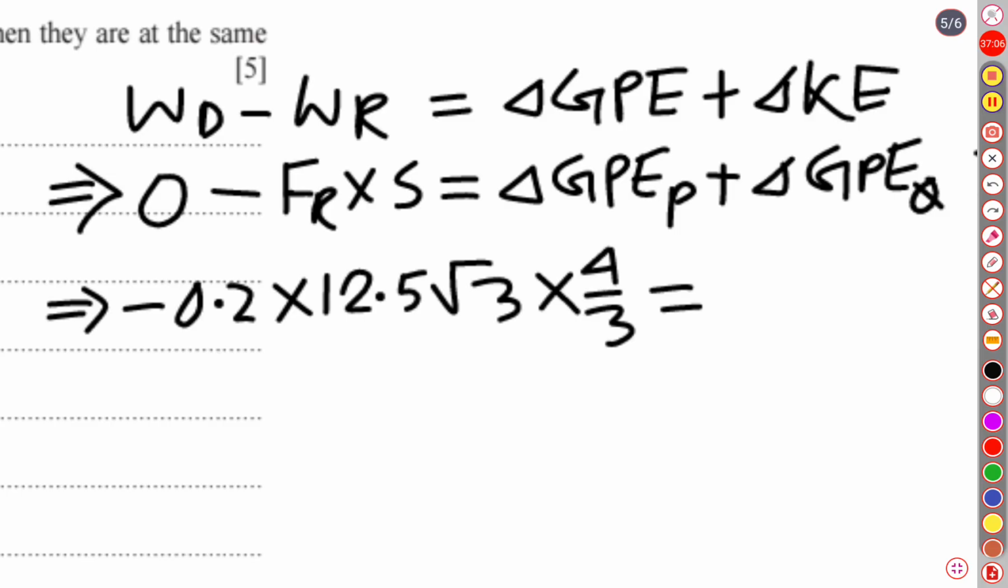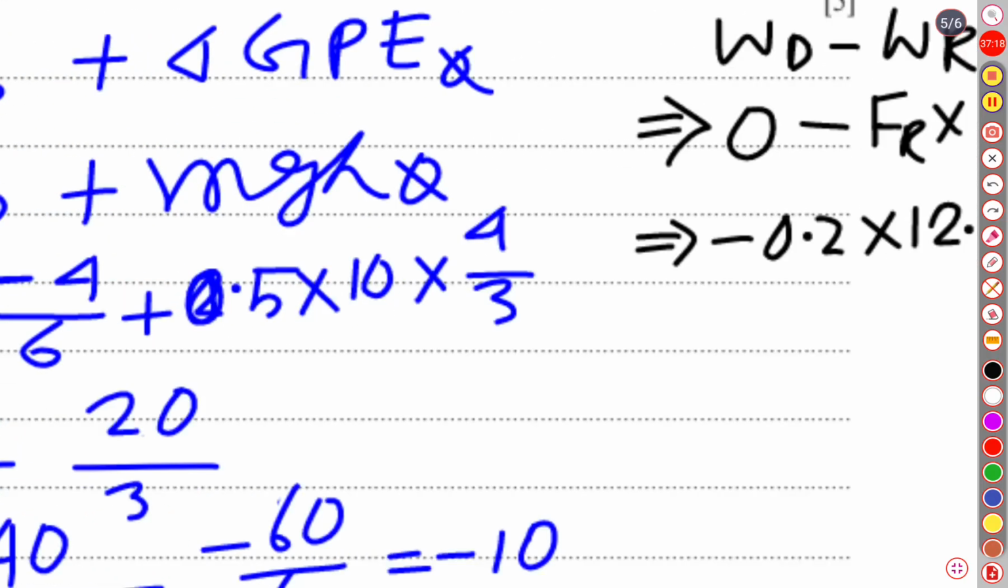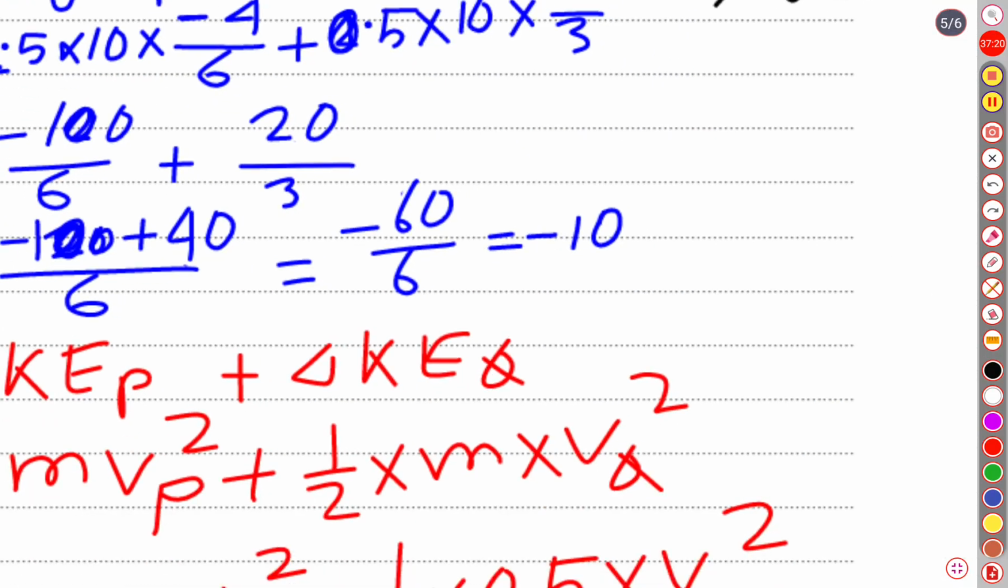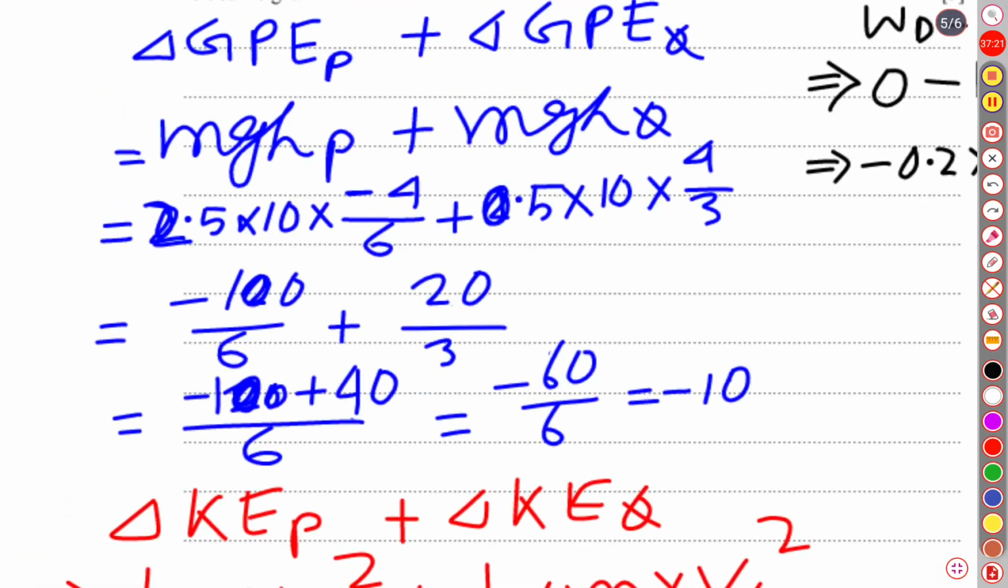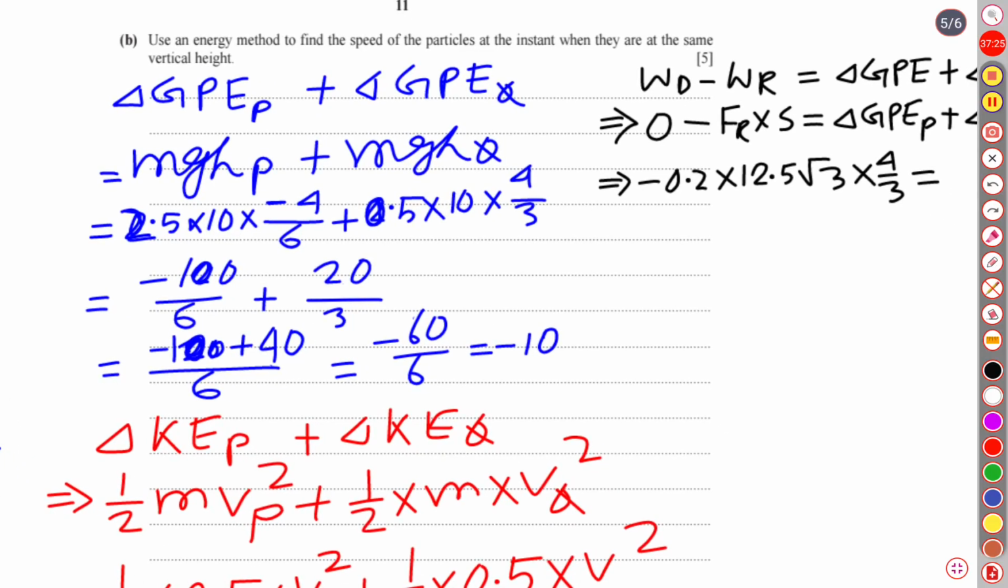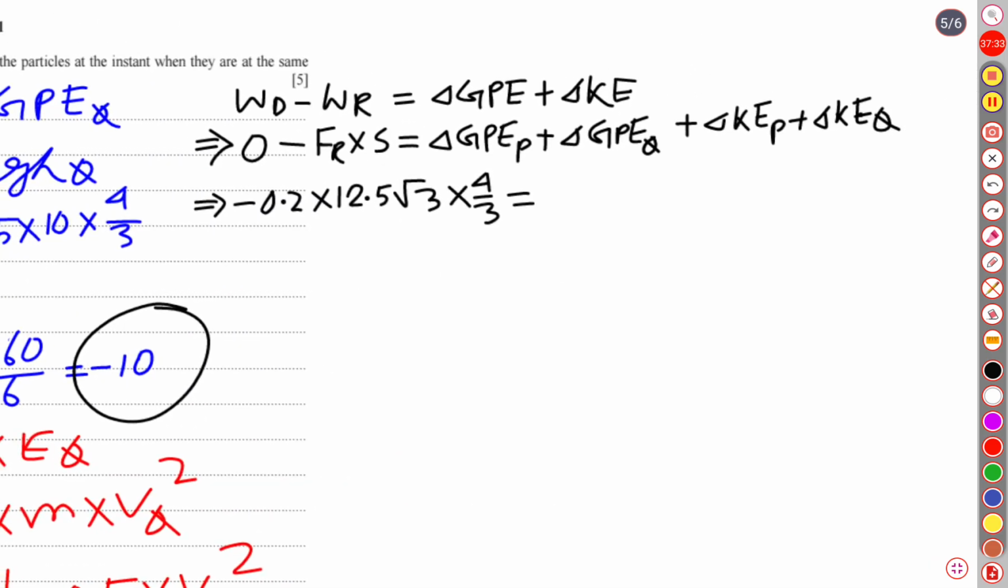Then the change in GPE, that means the sum of the change in gravitational potential energy of P as well as Q. We have already calculated the sum of the change in GPE, and it is negative 10. So we are going to just substitute this as negative 10.